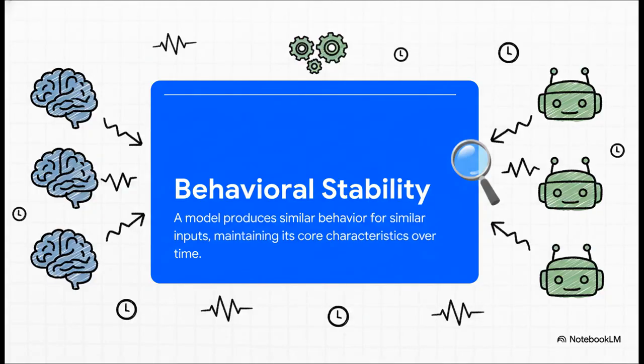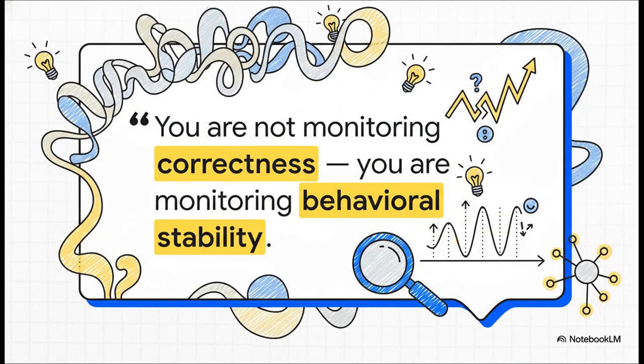So, if we can't check for correctness, what do we check for? We check for this: behavioral stability. This is the new North Star. What we're asking now is, does the model still behave the way we expect it to? Is it keeping its core personality, its tone, its helpfulness day after day? And this is the absolute key, the big mental shift you have to make. You've got to stop asking, is this answer right? And start asking, is this behavior stable? You're not a code debugger anymore. You're more like a behavior analyst for a really complex digital mind.